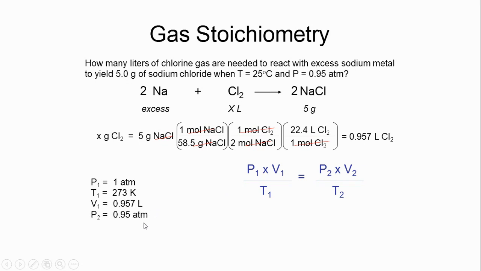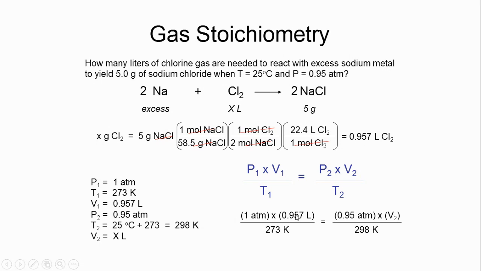liters. But for our problem, the new pressure is 0.95 atmosphere. The new temperature is 25 Celsius or 298 Kelvin. I can solve for the new volume. So I'm going to plug in all of this information, cross multiply and divide, and I get the volume, 1.04 liters. Again, that might not be the way that I would initially solve it, but again, I want to show you multiple ways to attack these problems to see if they make sense to you.